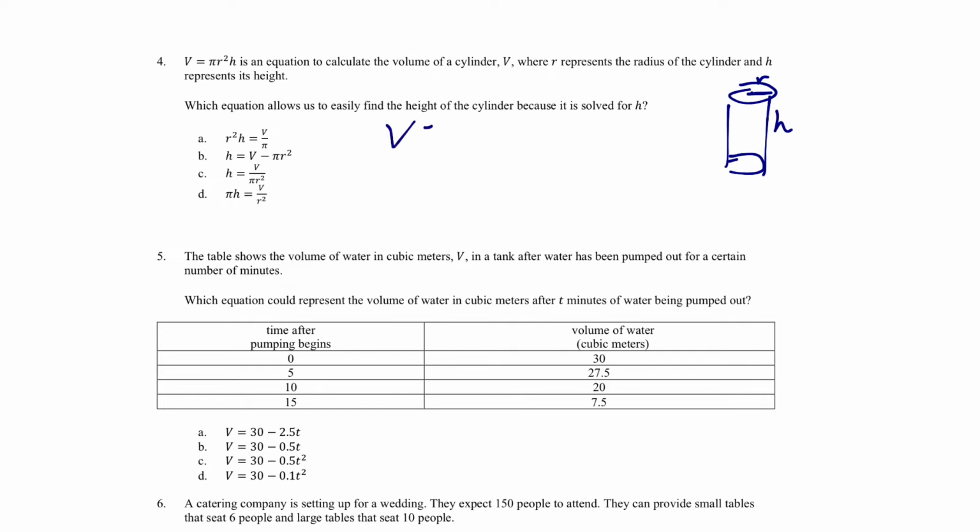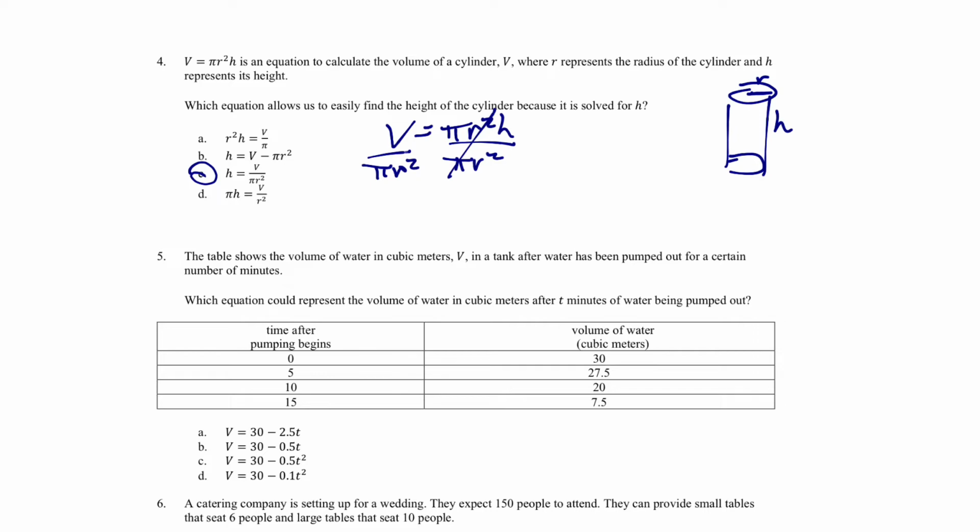Our original equation is V equals pi r squared H. Now let's solve for H. In order to get H by itself, this right here is multiplication. So I'm going to divide by pi r squared on both sides. Pi r squared divided by pi r squared will be 1. So we'll be left with H. H equals V over pi r squared. And so this is an R. That doesn't look like an R. There you go. So C is going to be our best answer.